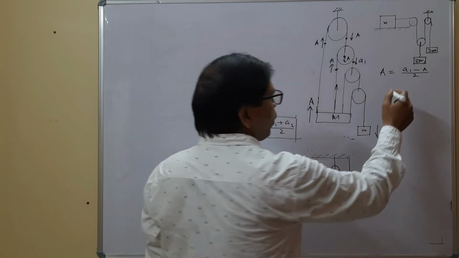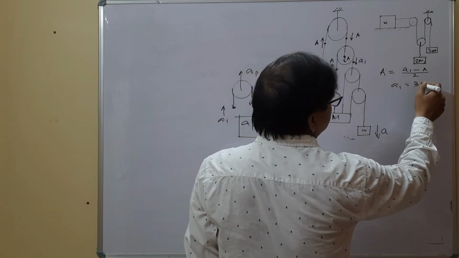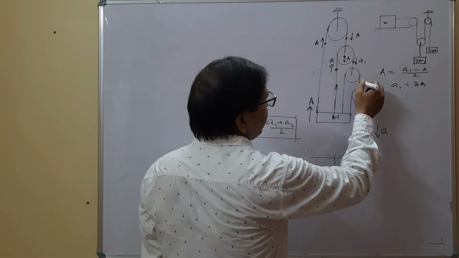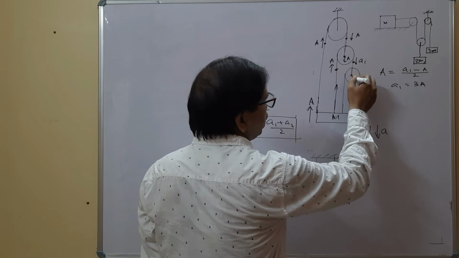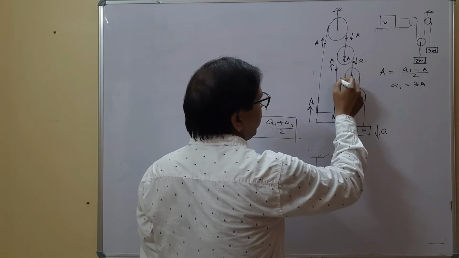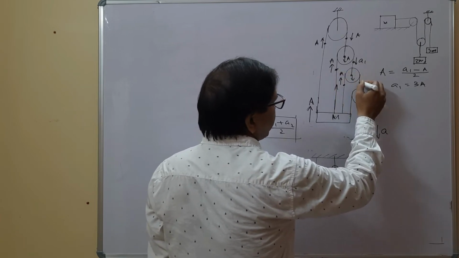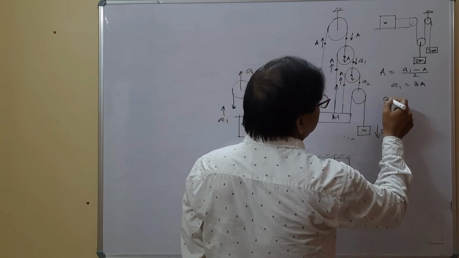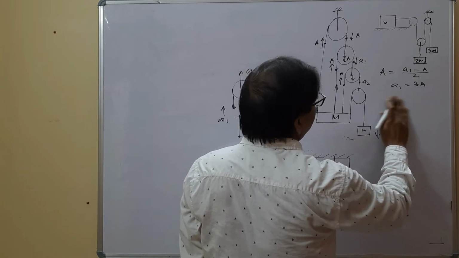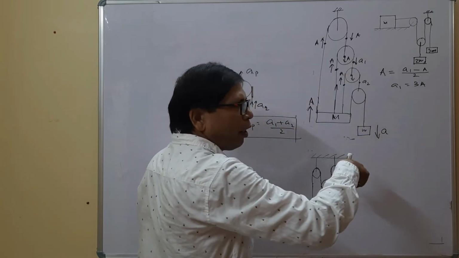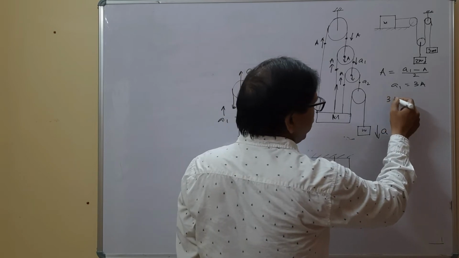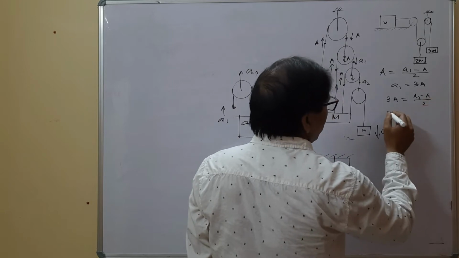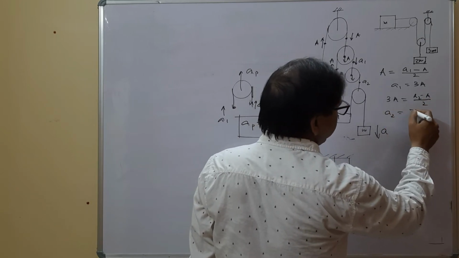Okay. So here, A1 equals 3A. Now here the acceleration is 3A along this direction, and the acceleration of this point is A along this direction. Suppose the acceleration at this point is A2. Now 3A, the acceleration of this pulley, is A1, and A1 equals 3A. So 3A equals (A2 minus A) divided by 2. So A2 becomes 7A.